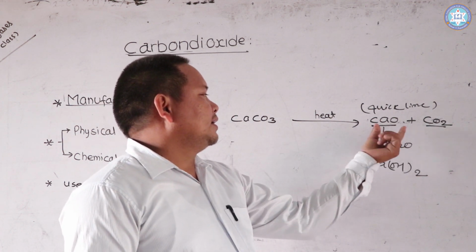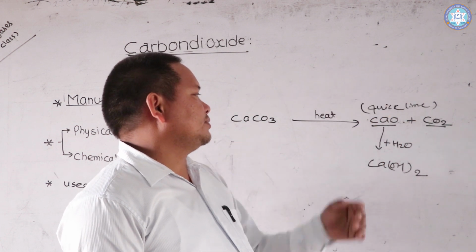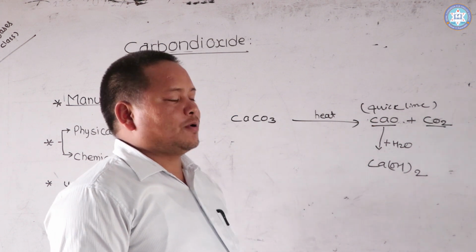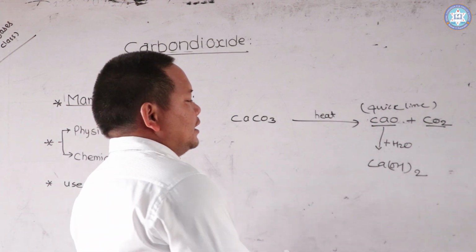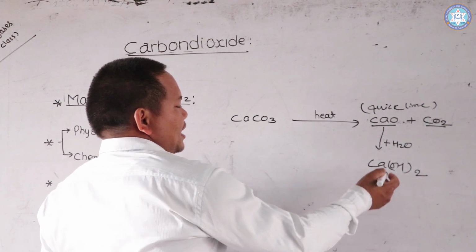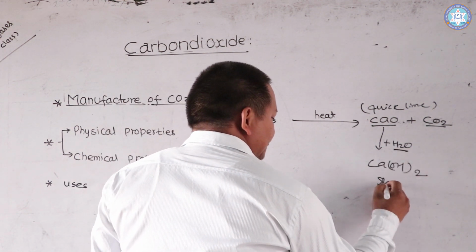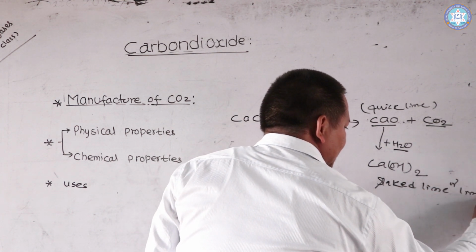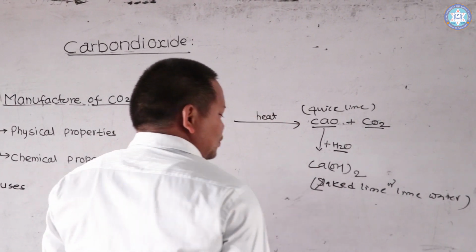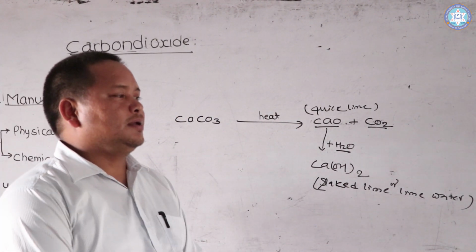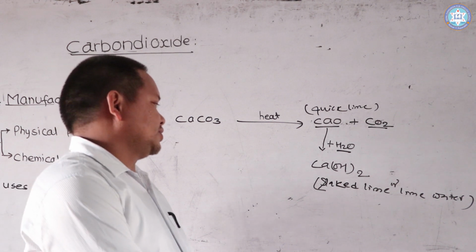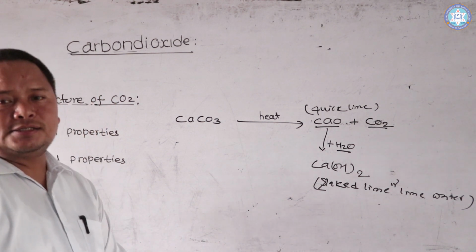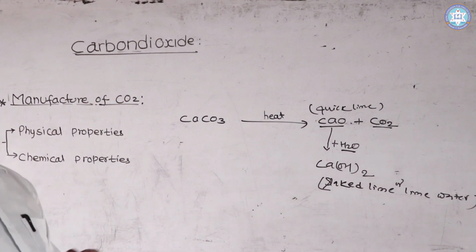And this is calcium oxide, also called quicklime, which is the byproduct, the side product. When it reacts with water, then slaked lime or lime water is produced, which is used for the whitewashing process. In this way, carbon dioxide is manufactured in the industrial process.